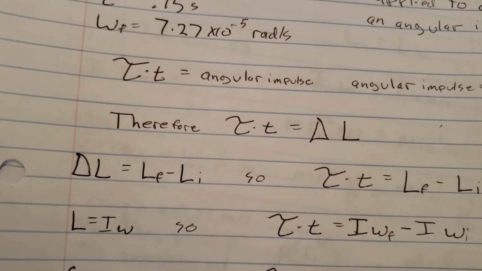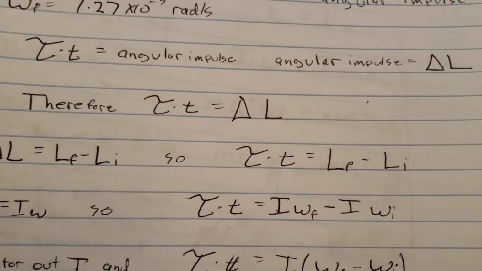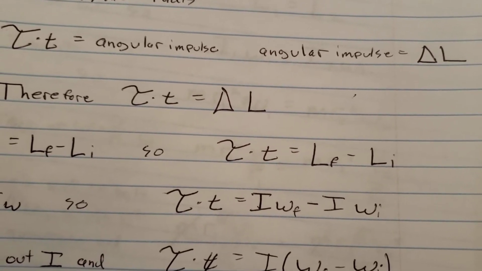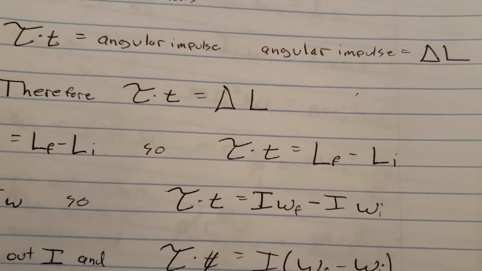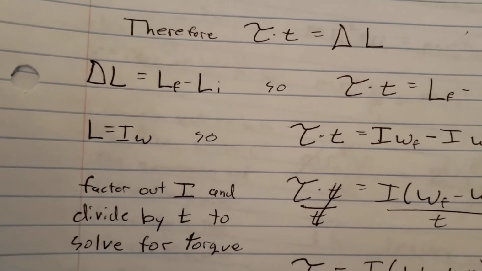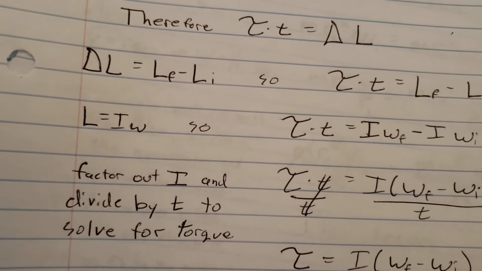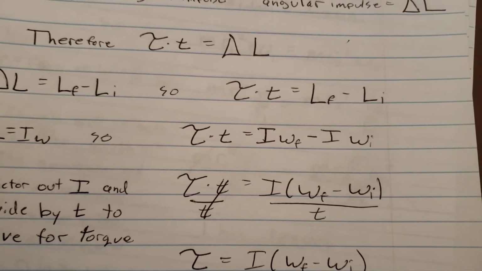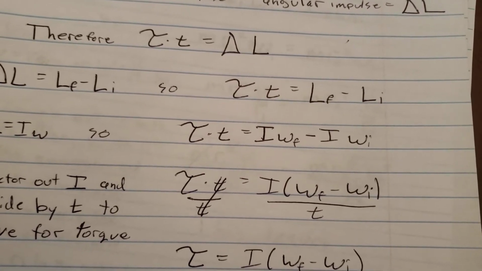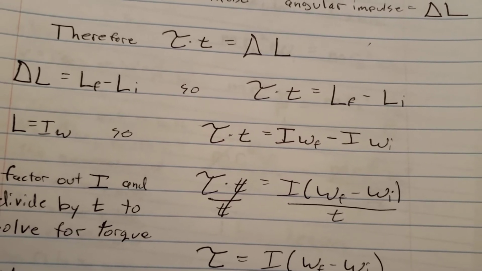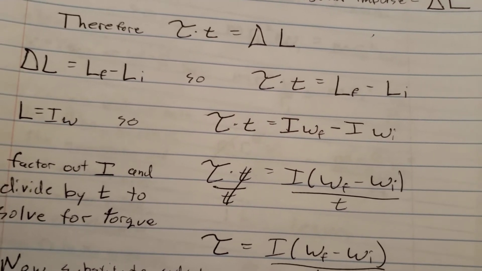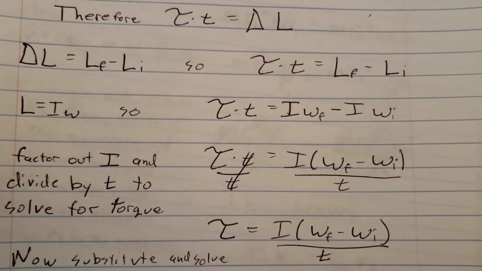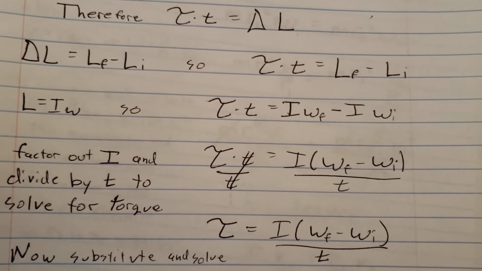L is equal to I omega. So torque times time: LF becomes I omega F, LI becomes I omega I, giving us torque times time equal to I omega F minus I omega I. Can factor out I and then divide by T so that we can solve for torque. Factoring out I gave us I times (omega F minus omega I). Dividing by time cancels out time from the left side and moves it over to the right. Our final equation is that torque is equal to I (omega F minus omega I) divided by T.